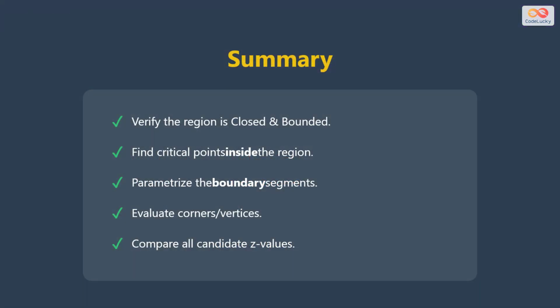So, to recap, always check if your set is closed and bounded. Find internal critical points using partial derivatives. Parameterize the boundary to reduce it to a Calc 1 problem. Don't forget the corners. And finally, compare all your z-values to find the absolute extrema.